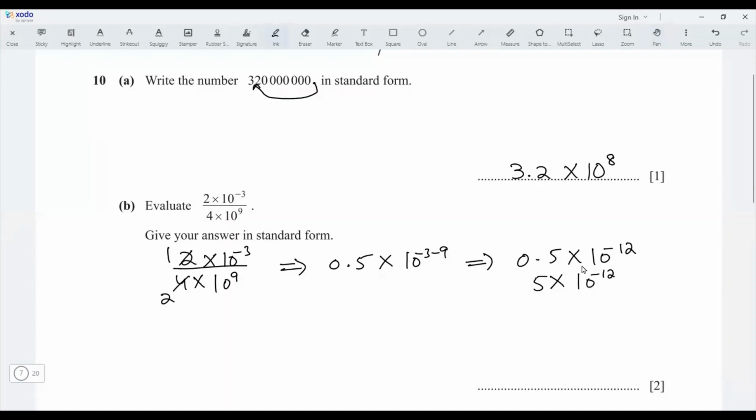And we've shifted one digit towards the right, so 1 will be subtracted in the power. So minus 12 and minus 1 will result in minus 13. So the answer is 5 times 10 raised to the power of minus 13. This is the final answer.